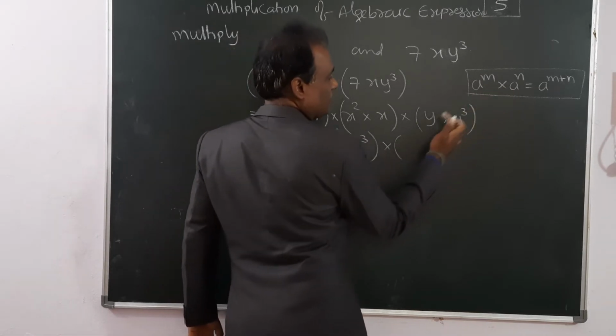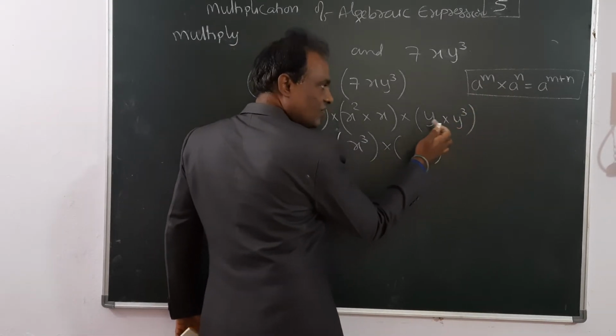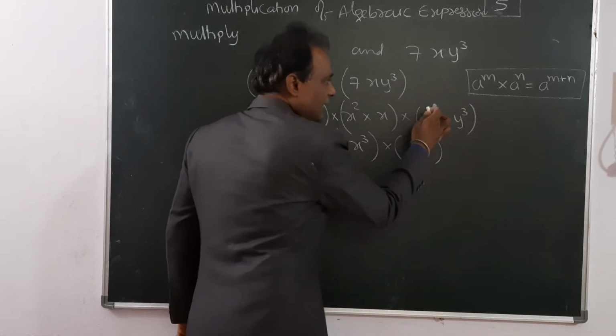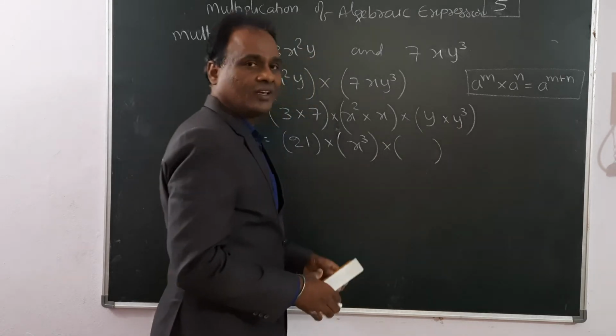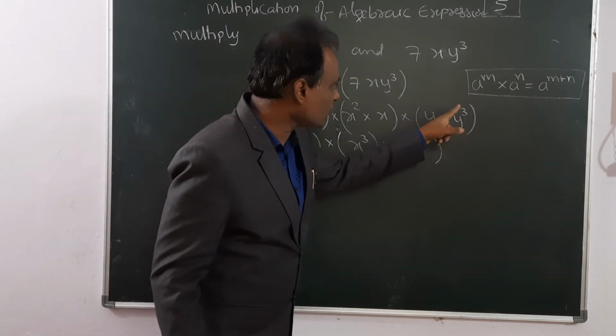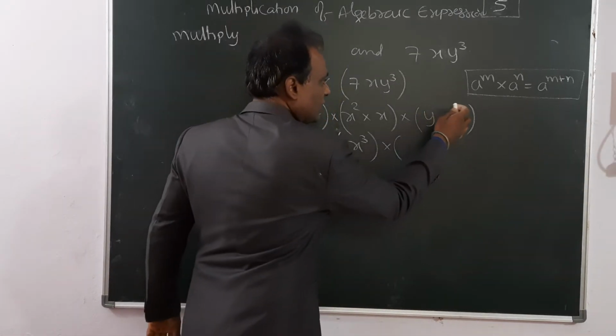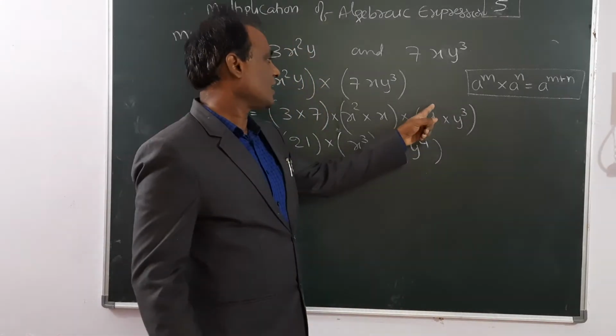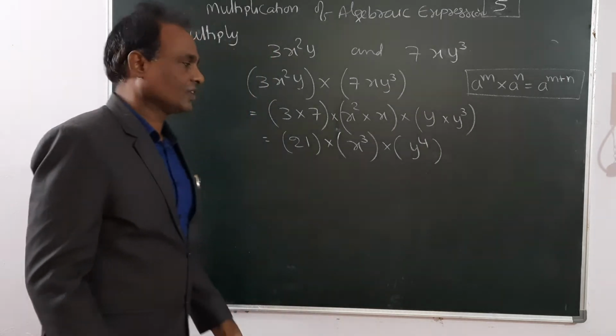Same formula. Bases are same, y. Multiplication, powers are added. What is the power here? If there is nothing, it means 1. Y power how much? 1 plus 3. 1 plus 3 is 4.